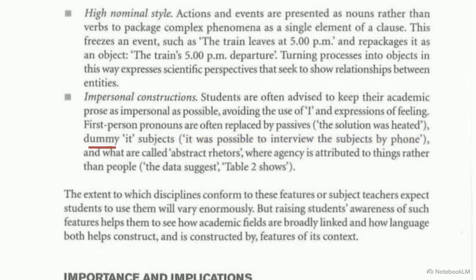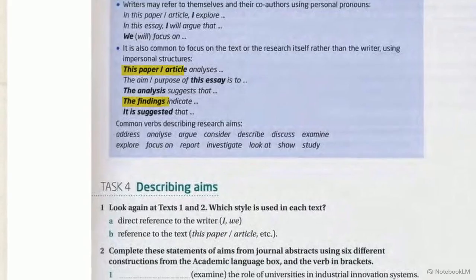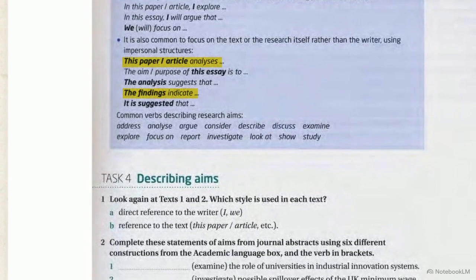The third tool is the use of abstract rhetors. This is where you give agency directly to the evidence, using phrases like "the data suggest" or "Table 2 shows." You can apply this same logic when introducing the goals of your essay. Instead of writing, "in this essay I will explore," use an impersonal structure, like "this paper analyzes" or "the findings indicate." Let's fix our draft.